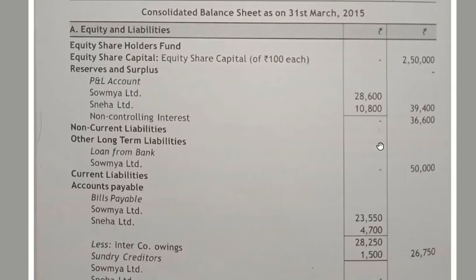So you start with your consolidated balance sheet as on 31st March 2015. Equity shareholders' funds. Under that, equity share capital, so equity share capital of 100 each, which is 2,50,000.